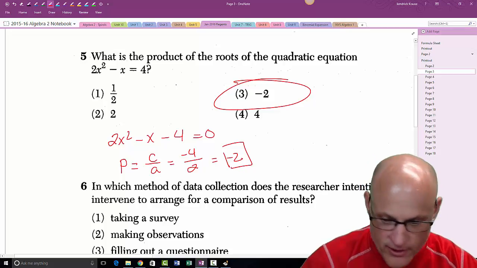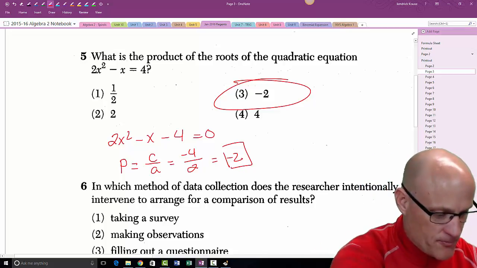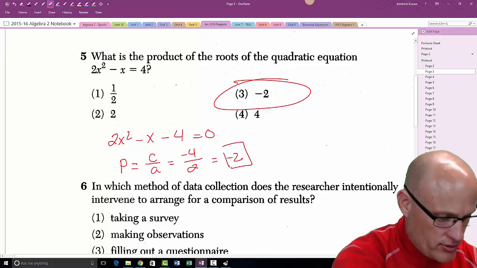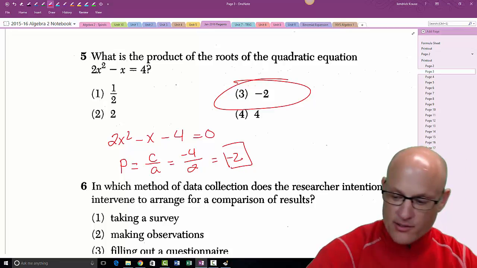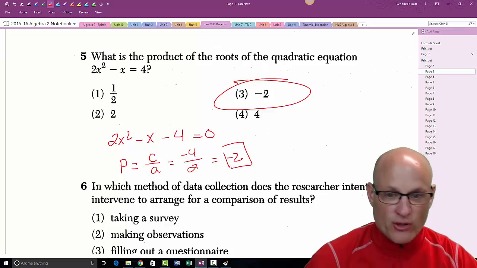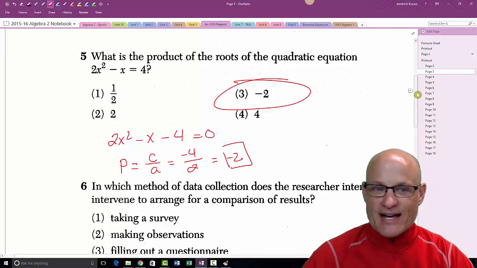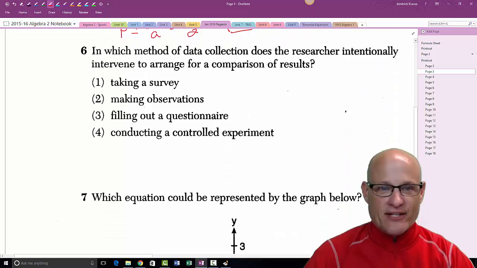Let me make sure. I should put numbers on here. 1, 2, 3, 4, 5. Okay. Sorry. Got my answer key over here. Choice 5 is choice 3. Perfect. We're doing good. I'm 5 for 5. Are you 5 for 5?